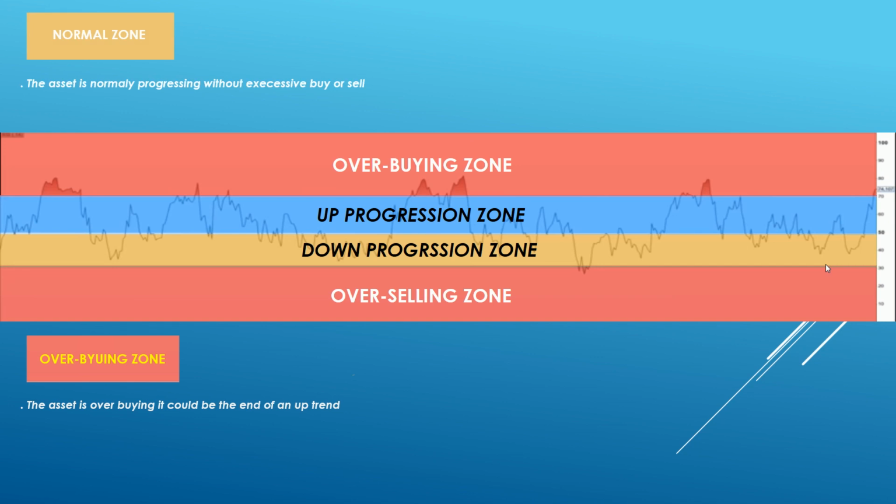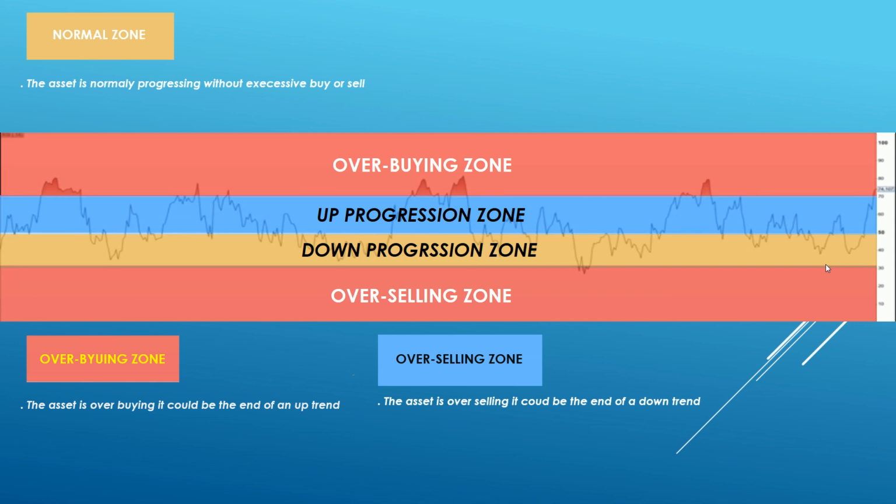And here we have the normal zone. Here the asset is normally progressing without excessive buying or selling. When the RSI is in the normal zone, in the middle, there is not too much buying or too much selling. It's not getting up or down, so you shouldn't do something special. You just wait to see an opportunity, not just go in and choose a position.